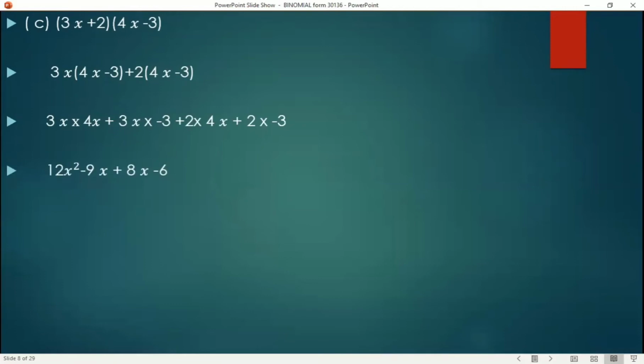3x multiplied by minus 3, minus 9x. 2 multiplied by 4x, 8x. And 2 multiplied by minus 3, minus 6. Simplifying the middle terms, minus 9x plus 8x, it's minus 1x. So the final answer is 12x squared minus x minus 6.